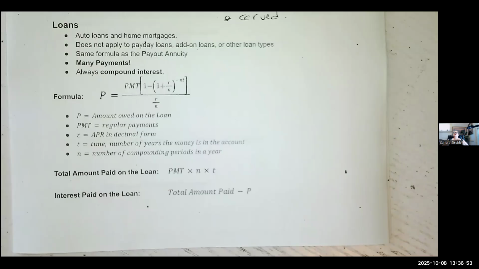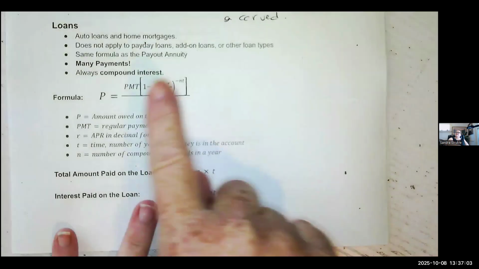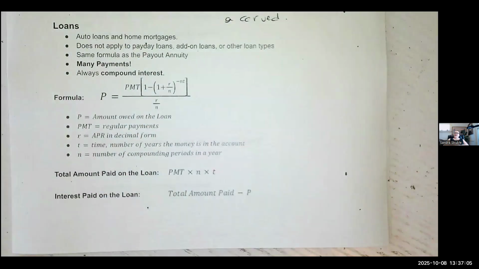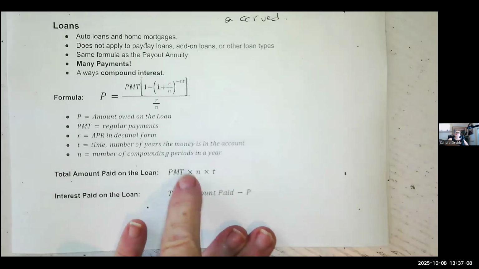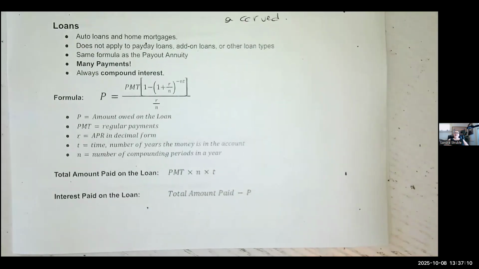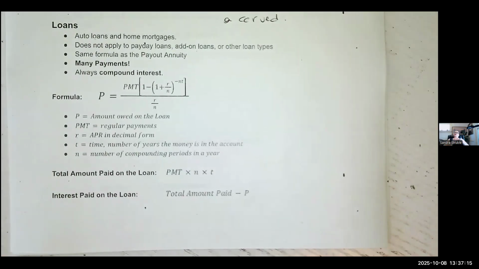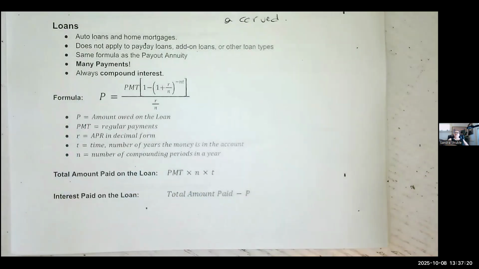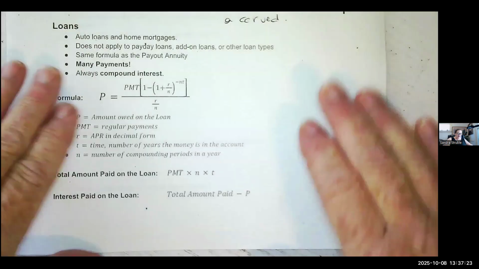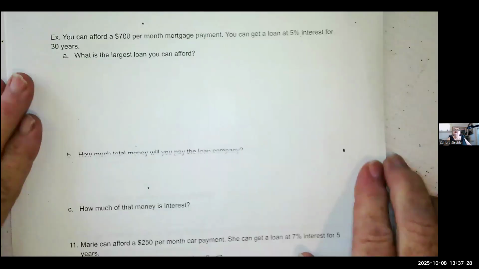Total amount paid on the loan is still the same thing as your annuity and your payout annuity. It's PMT times N times T. I will be providing this for you on the exam. I will not be providing you these two, so you might want to have them on your note card. And then lastly, the interest paid on the loan is the total amount that you paid, this version here, minus the initial amount of the loan. Okay. So that's what we're going to use. Same formula as the payout annuity, just different concepts.